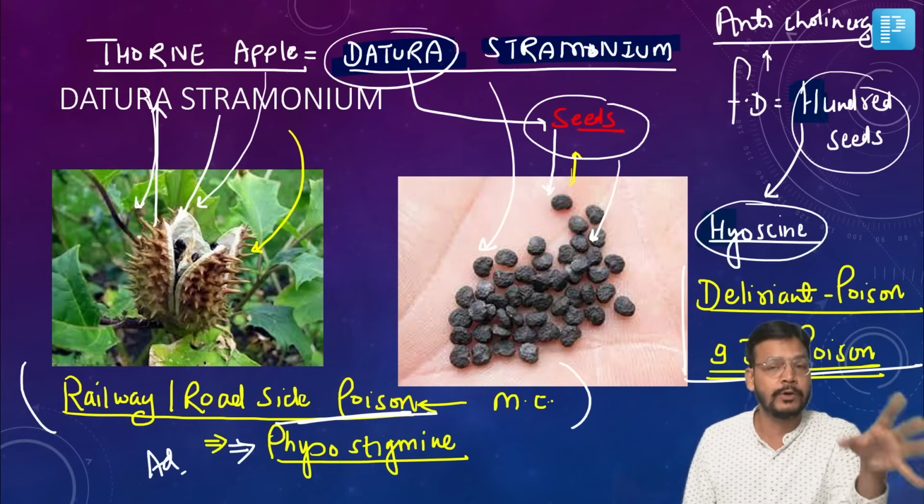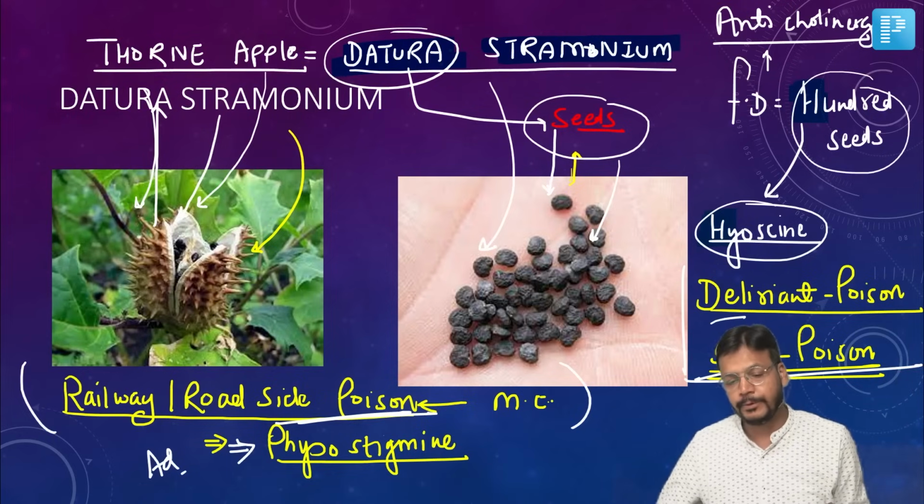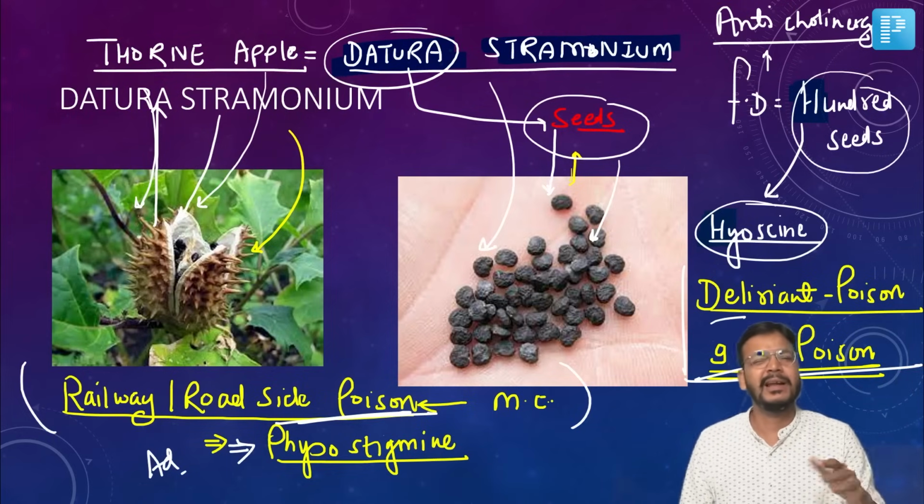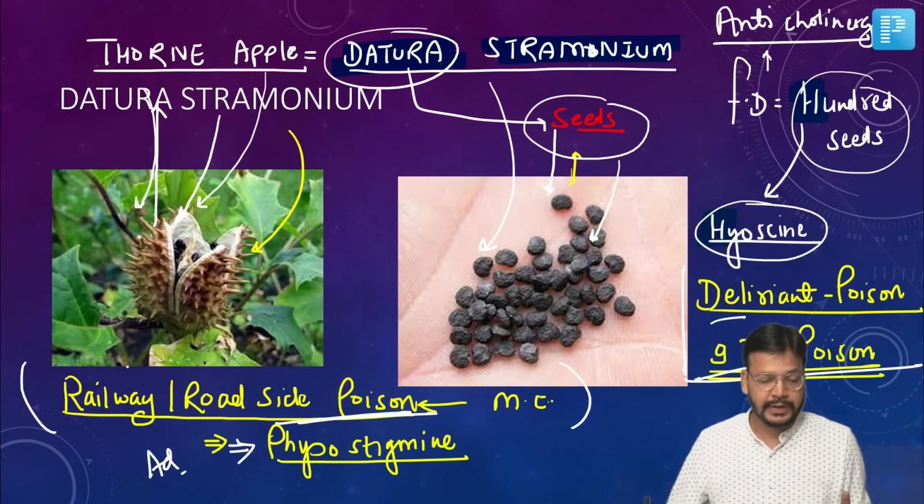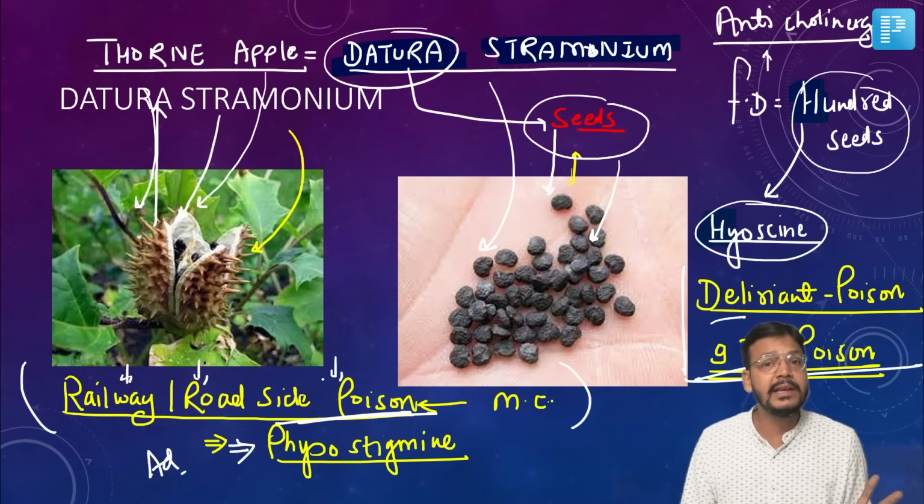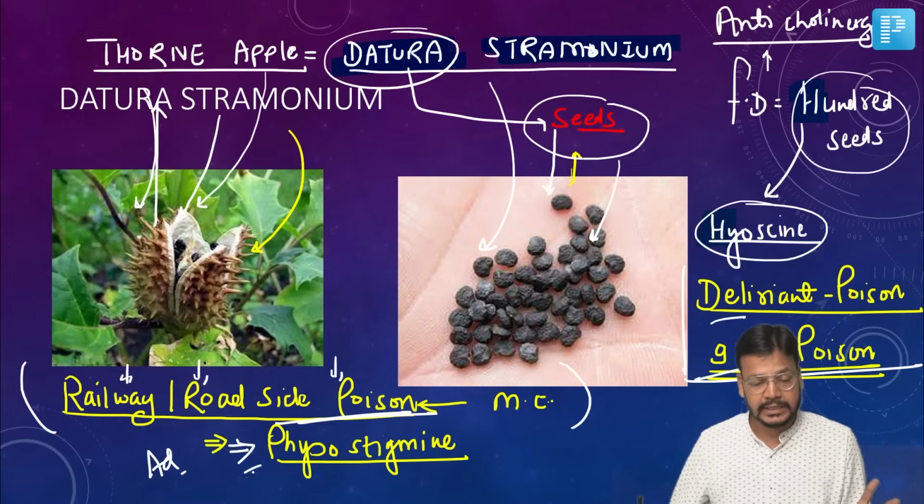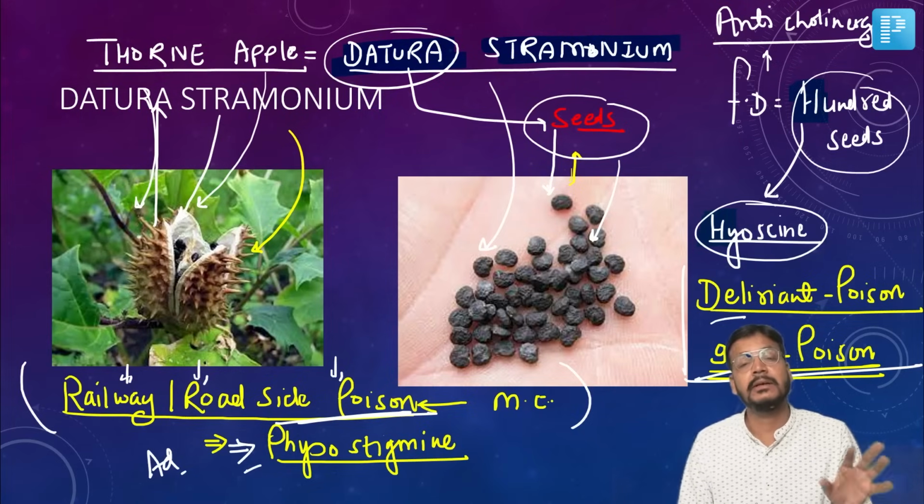People make the mistake of saying atropine. It is anticholinergic but not atropine, it's hyoscine. It's a delirium poison, 9D poison: dryness, drunkenness, diplopia, many Ds. It is very commonly used as a railway-side and roadside poison because it causes delirium. The antidote is physostigmine.